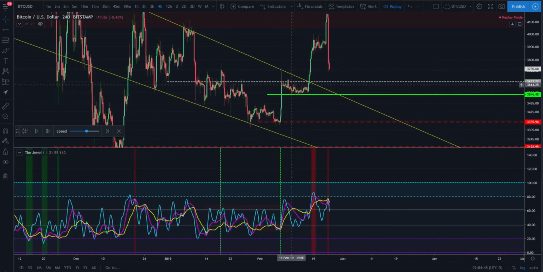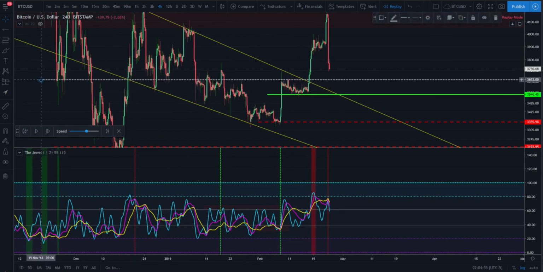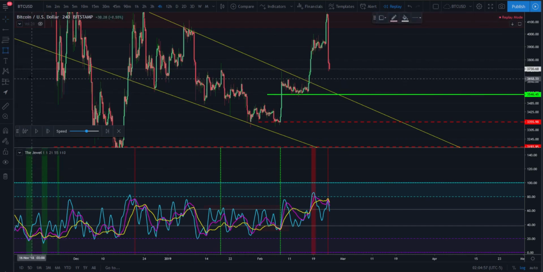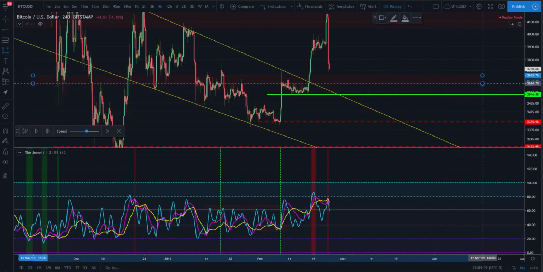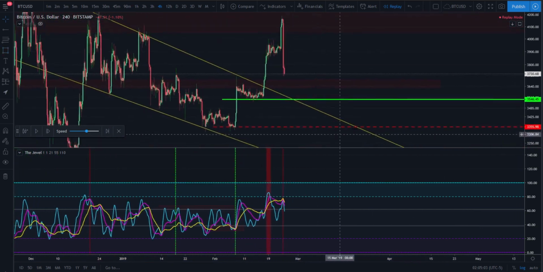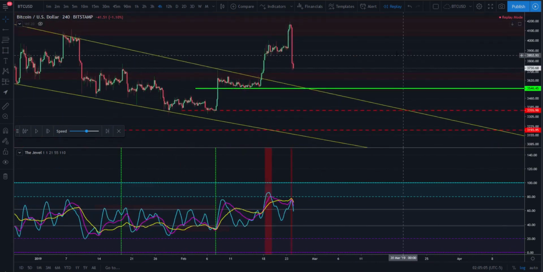Pretty good zone. Pretty good chance that we actually bounce from that zone. So it would be a zone more than anything else. Would be something like this. Pretty much a pivot zone in the market.